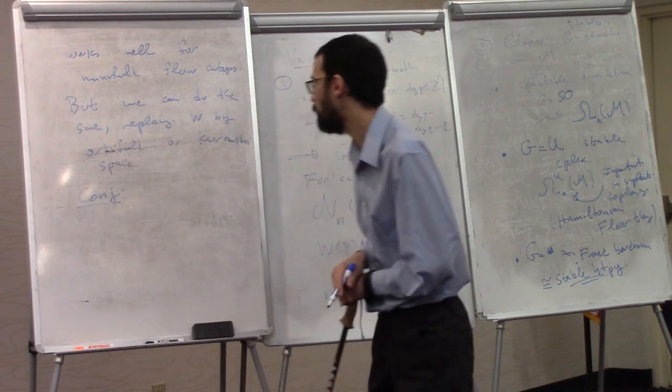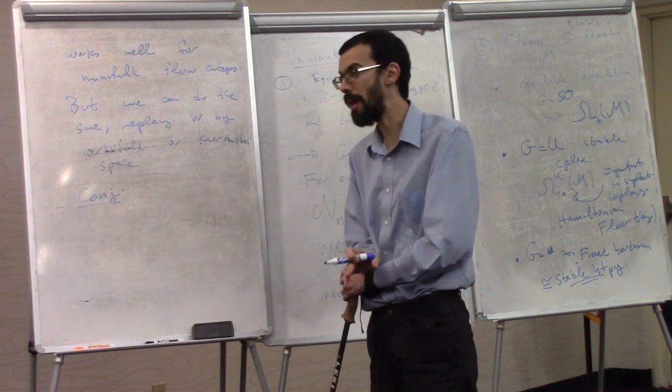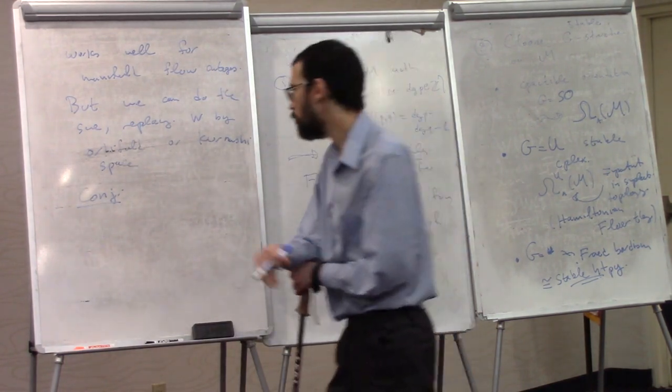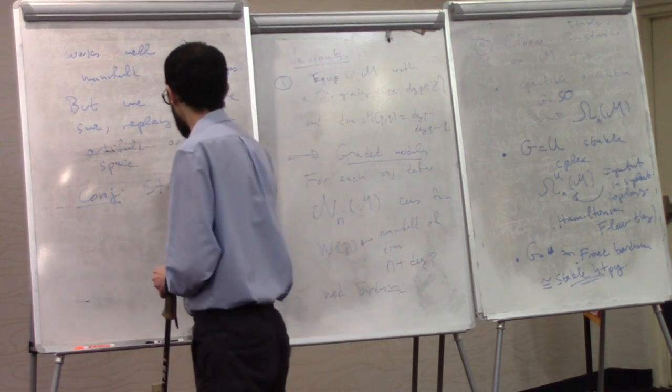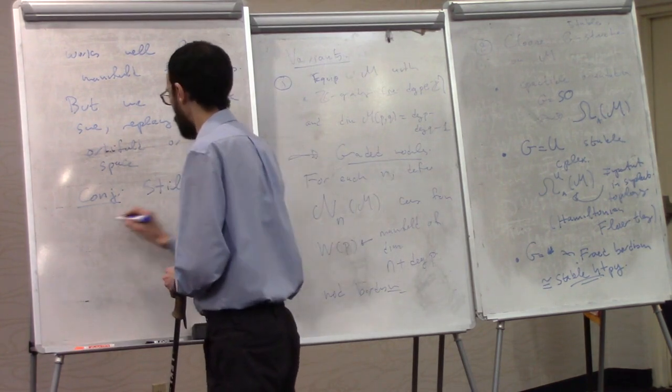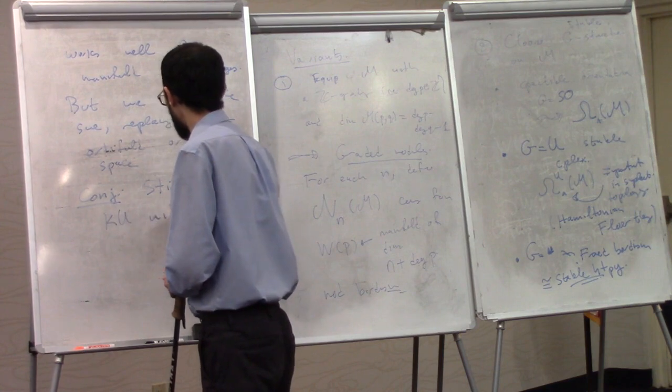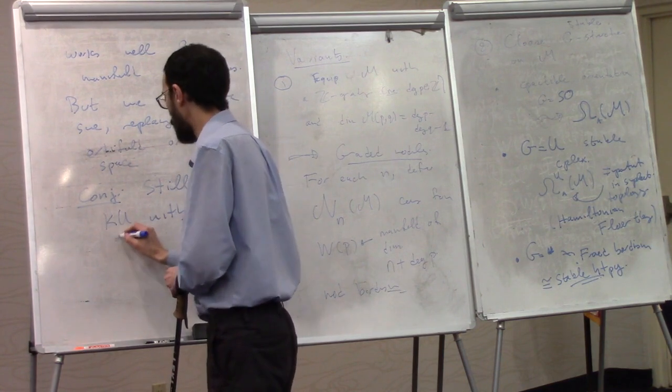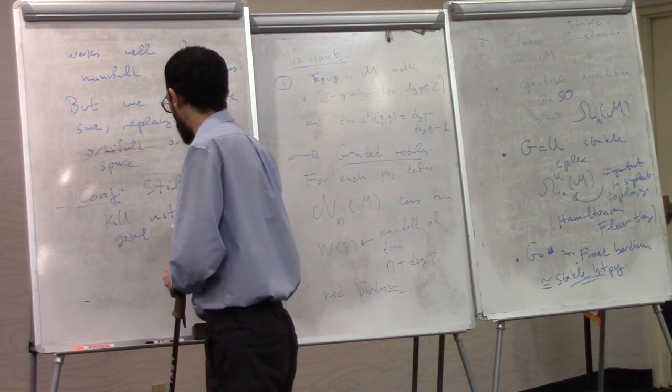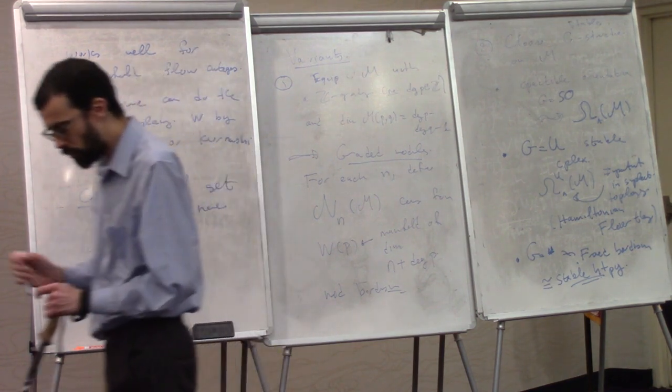After replacing W by W, even if W is not a manifold, this theory still gives rise to K theory. Still get KU with more general W. And I'll explain. General W. So this is a special feature of K theory.